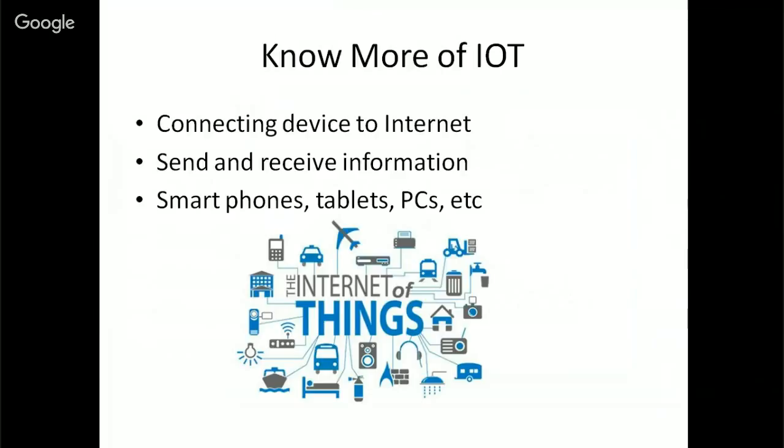There is an image over there which shows the scope or the varieties of Internet of Things. You can see that there are different devices or different scopes or different fields over there.